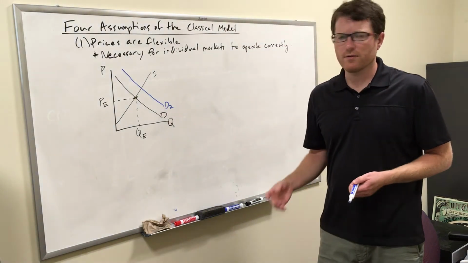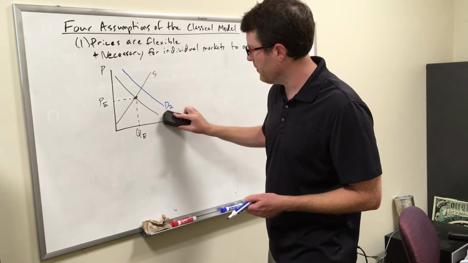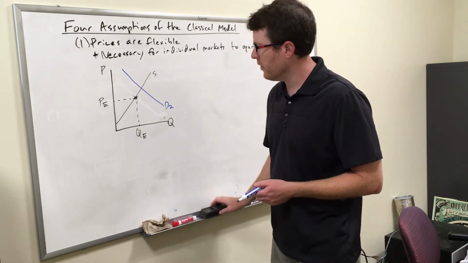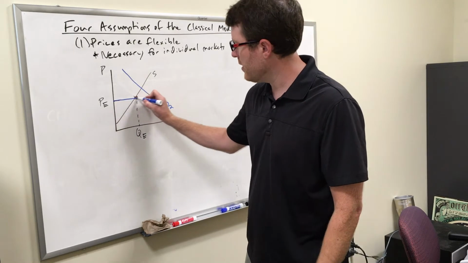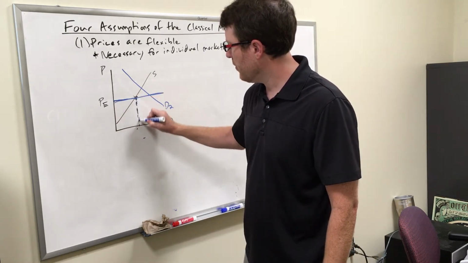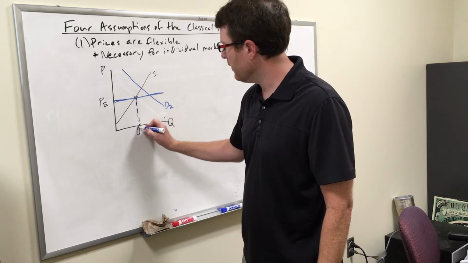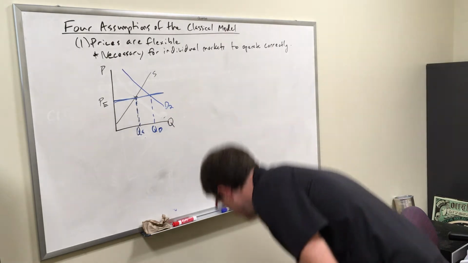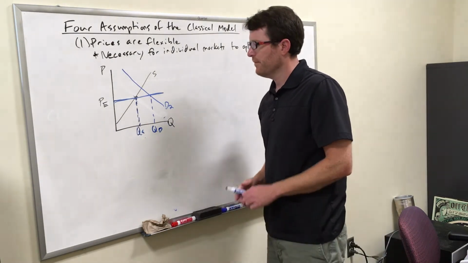Well, if prices aren't flexible, and I'm going to erase this old demand curve just to make sure we can see exactly what's happening here, if prices remain here, look at the problem this is going to create. If prices remain there, now our quantity supplied is significantly less than our quantity demanded. In other words, we have a shortage.